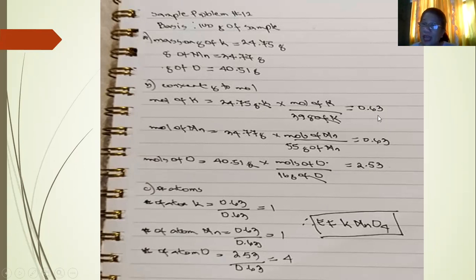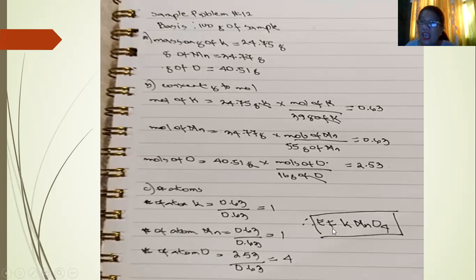Look for the smallest, the lowest. Of course, it's 0.63. I-divide mo na siya sa tanan. Therefore, the number of atoms of potassium is 0.63, and the lowest is 0.63. Therefore, it has one atom. Then the number of atoms of manganese is still the same, 0.63 divided by 0.63 is equal to 1. And finally, the number of atoms of oxygen is 2.53 divided by 0.63, which is 4.